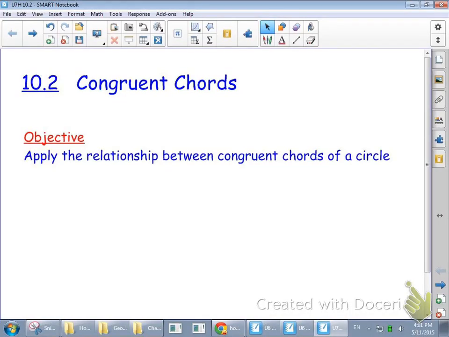Today we have lesson 10.2, where we're going to talk about congruent chords. The objective is that we will apply the relationship between congruent chords of a circle. So let's see what this means.